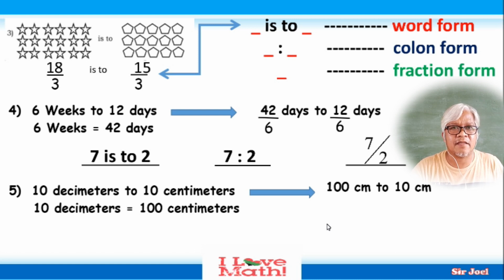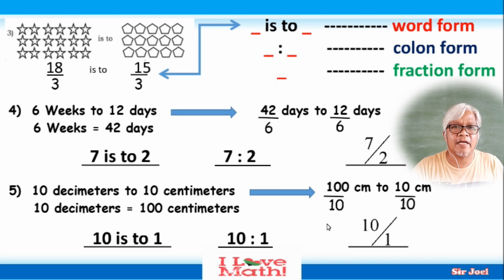We replace 10 decimeters here by 100 centimeters. And then, observe, 100 and 10 are both divisible by what? By 10. So, what is 100 divided by 10? And what is 10 divided by 10? Obviously, 100 divided by 10 is 10, and 10 divided by 10 is 1.